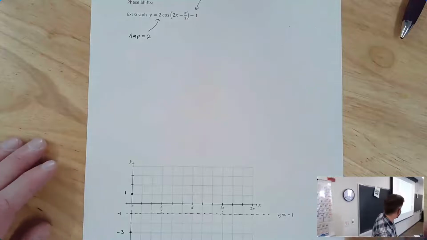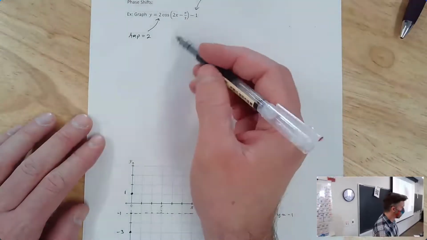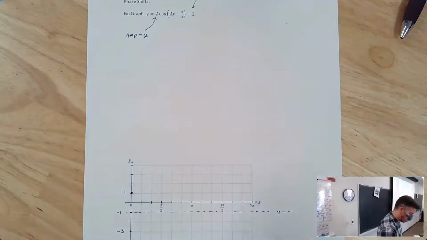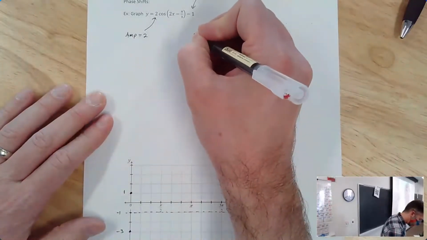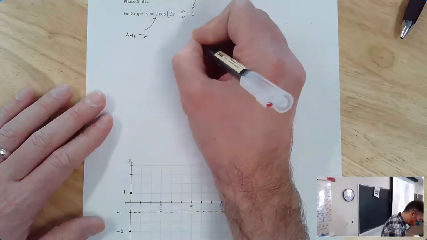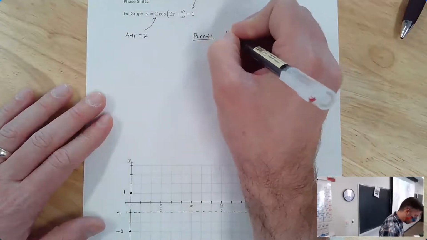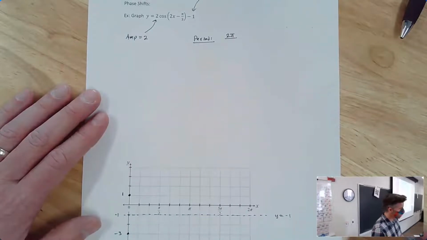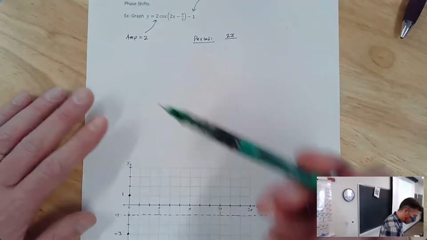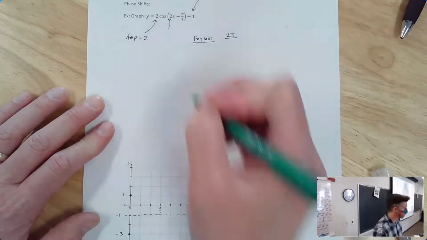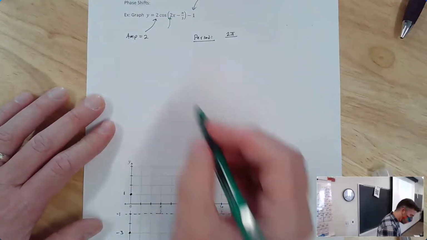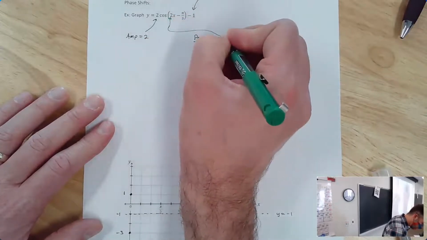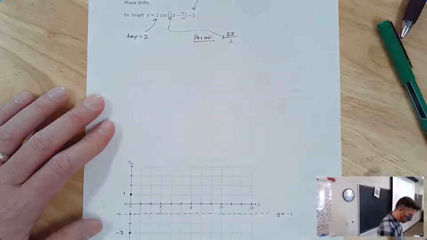And now for the x stuff. I have to figure out what our period is, what our horizontal shift is, and what our 5 important x values are. So our period is 2 pi divided by what? 2. Which 2? That one, right? Not the one over here, the one that's multiplied by x. This is 2 pi divided by 2, which is going to be pi.